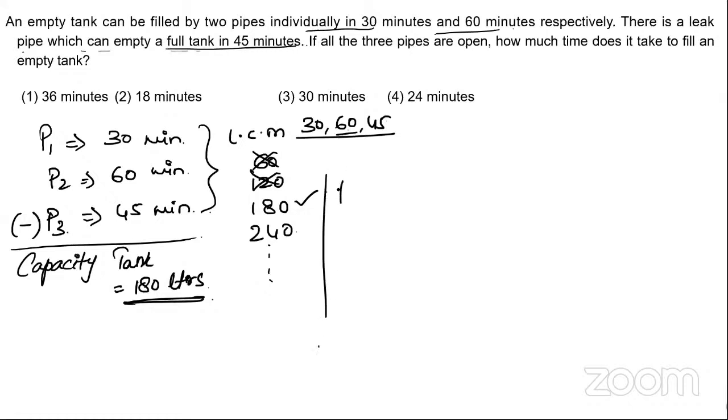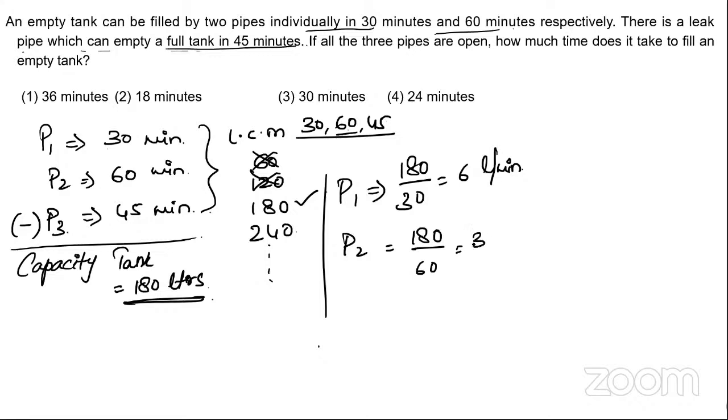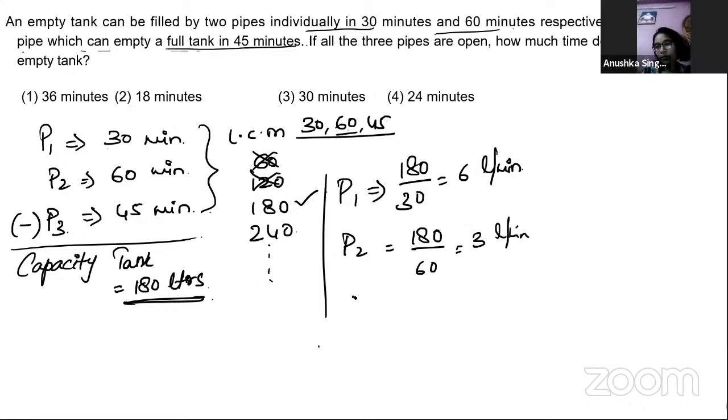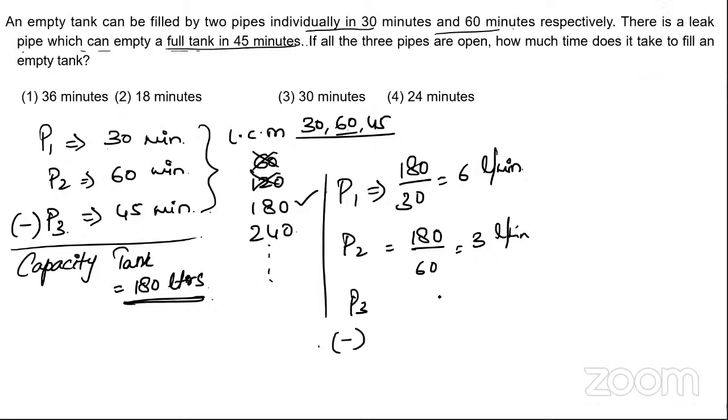So now, pipe 1, if it can fill the tank in 30 minutes, how many liters will it fill in a minute? 6 liters in a minute. Pipe 2, how many liters in a minute? 3. And pipe 3 can remove how many liters in a minute? 4. I hope all of you are clear till here. Please raise your voice if you have doubts.